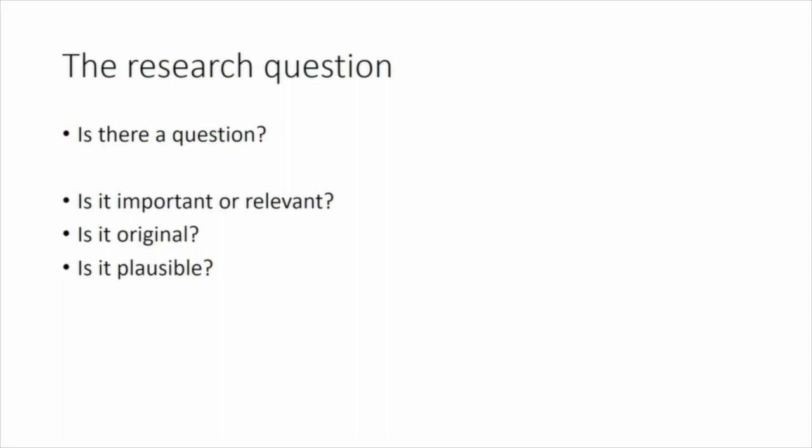So the first thing as a reviewer, the first thing you've got to do is find out what the research is about, what is the question. Is there a question in the paper? If there's no question in the paper, it's extremely difficult to review the paper.